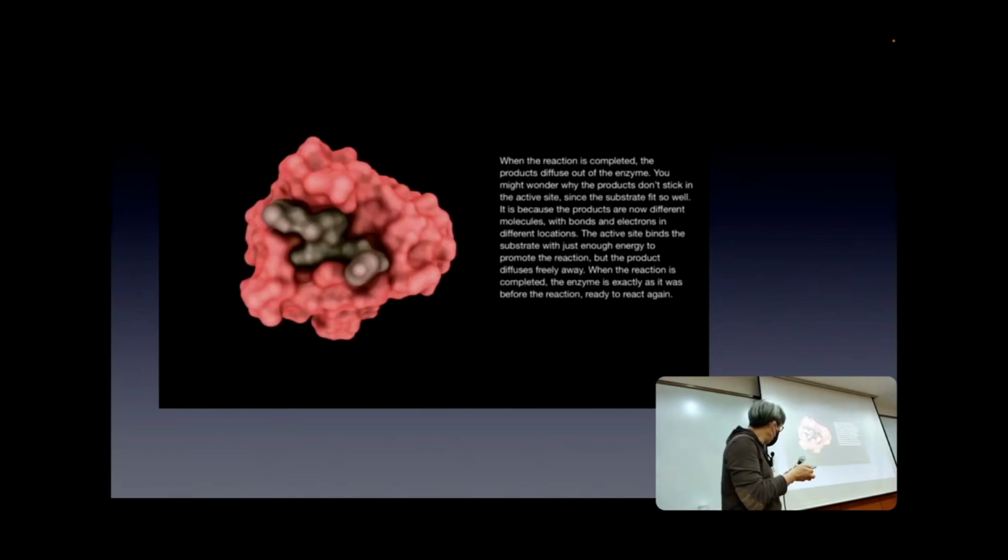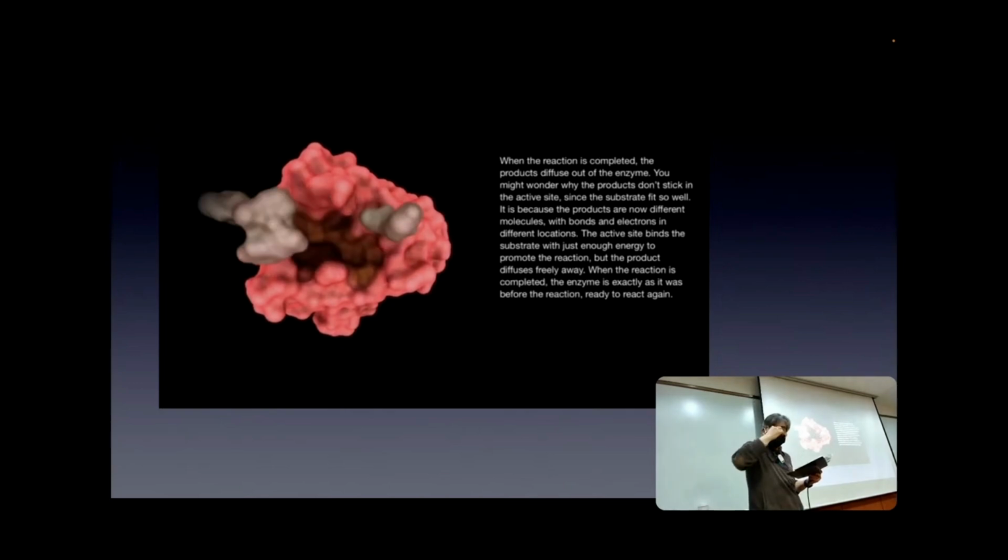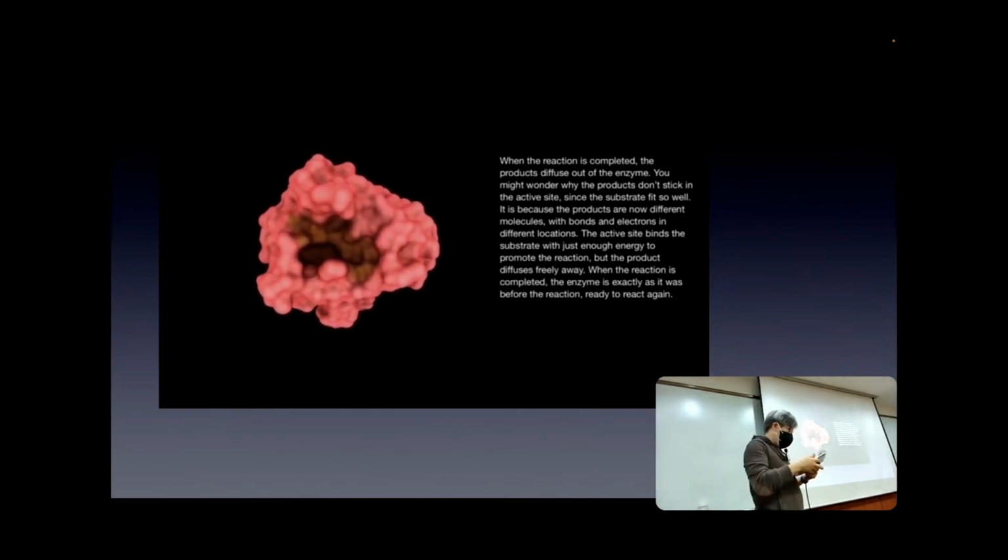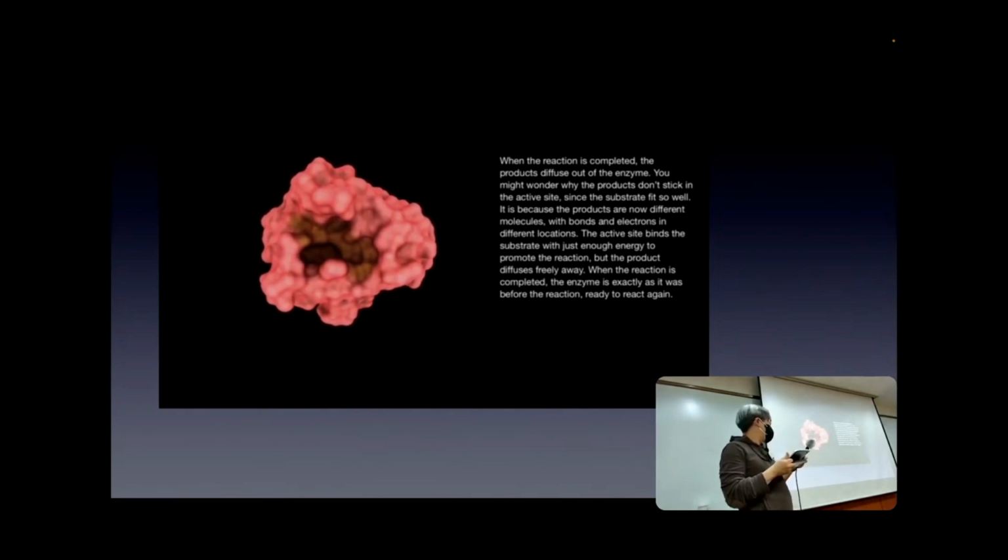So are you over now? Finished? When the reaction is completed, the products diffuse out of the enzyme. You might wonder why the products don't stick in the active site, since the substrate fits well. It is because the products are now different molecules with bonds and electrons in different locations. The active site binds the substrate with just enough energy to promote the reaction, but the product diffuses freely away. When the reaction is completed, the enzyme is exactly as it was before the reaction, ready to react again.